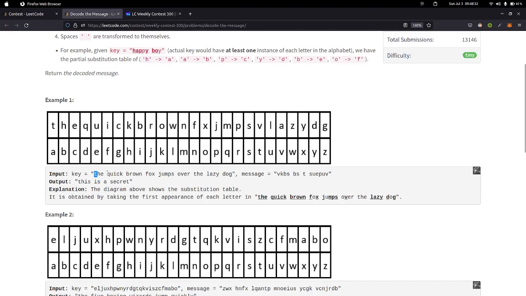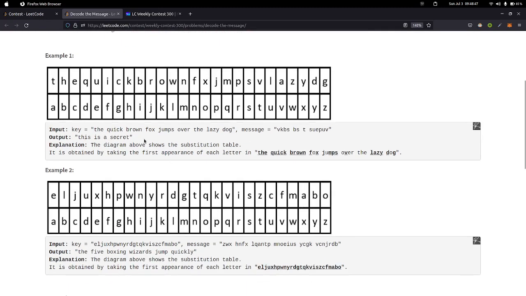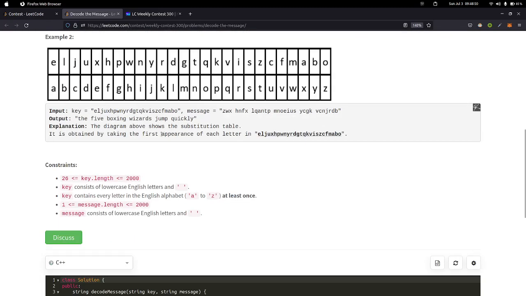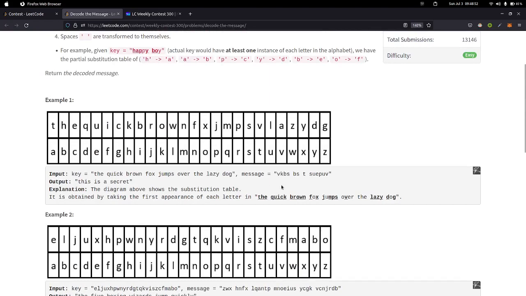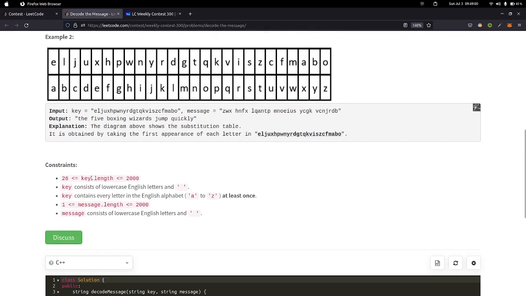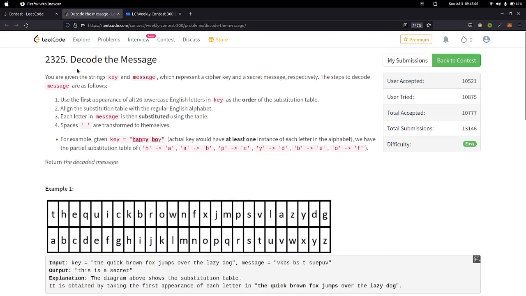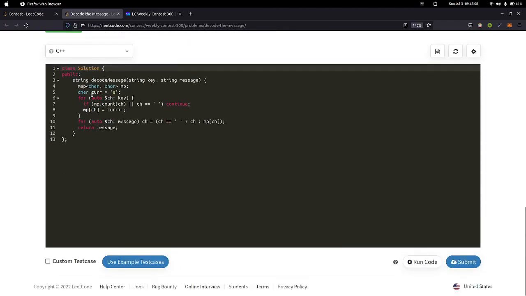Let's say there is another T before Q. In that case, that T won't be considered, and Q will again map to D. Spaces map to themselves by default, so you don't have to take care of that. Once we find this mapping, we just have to replace all the characters in the original string, which is message, and return the answer. Constraints don't matter here because the first problem will usually involve a brute force solution. So yeah, let's see the solution.